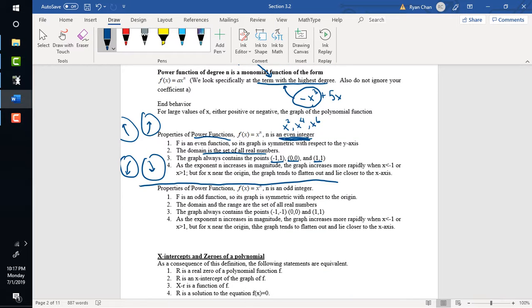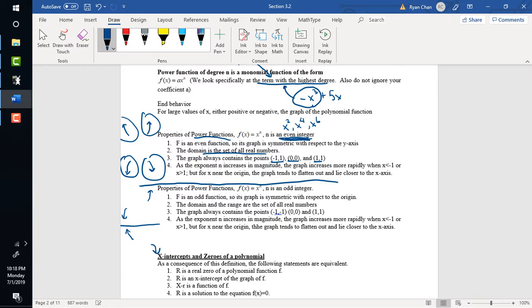Odd functions are going to look like this. The ends go in opposite directions. One is going up as you go to the right and it's going down when it's going left. Or it's going to be vice versa, like this.